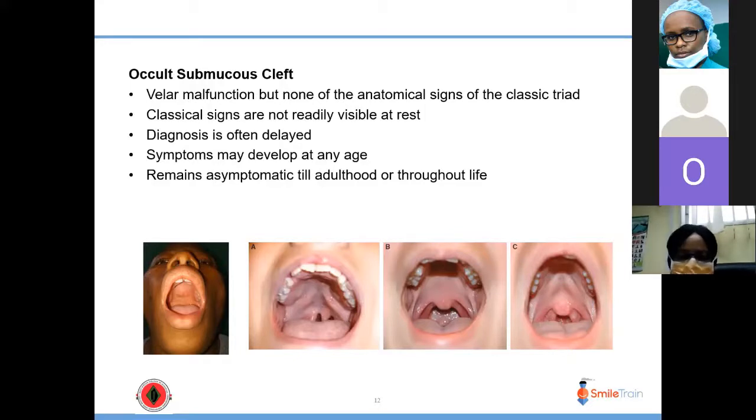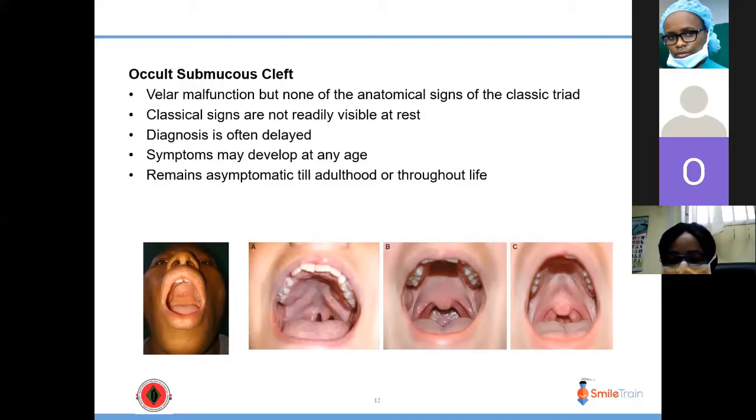Then you will notice a triangular depression, as we have here, in this patient, and then also in this patient. And you can also notice the size of the uvula. In this other patient, you can see a slight depression there, and then the ridge just showing that you don't have muscles around that side. And at times, they can remain asymptomatic until adulthood.